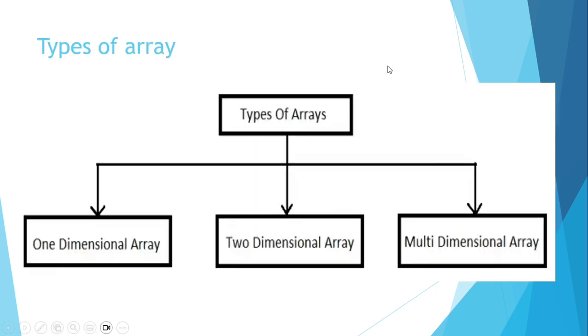Then we are going to see the types of arrays. There are 3 types of arrays: one-dimensional array, two-dimensional array, and multi-dimensional array. What is a one-dimensional array? It has a single subscript. A two-dimensional array has 2 subscripts. An example is a matrix, with rows and columns. Multi-dimensional arrays are like 3D and 4D matrix multiplications. Everything can be followed.